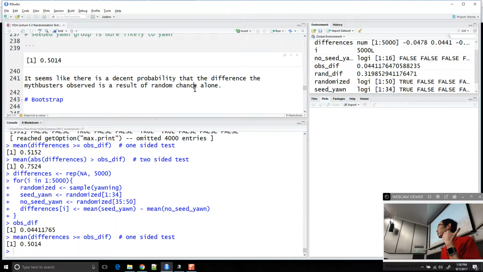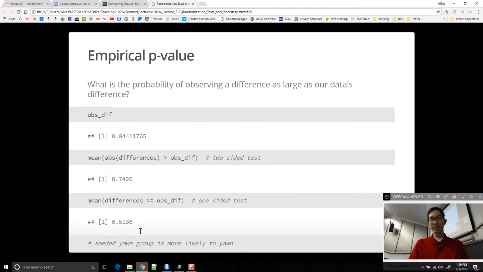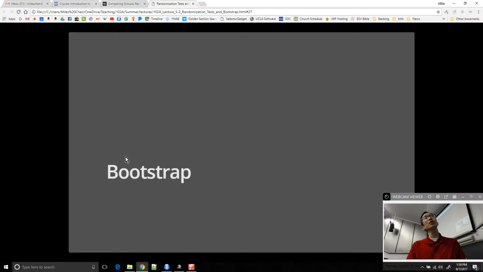Does this make sense? Randomization test? Any questions on this? No. Okay. Then if we're okay, I'm going to keep moving on, and we'll talk about the Bootstrap. Okay, Bootstrap tests.